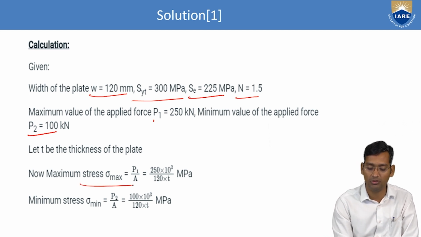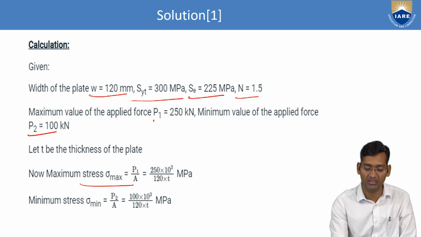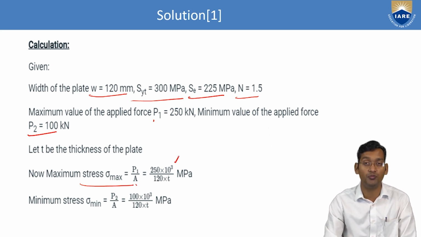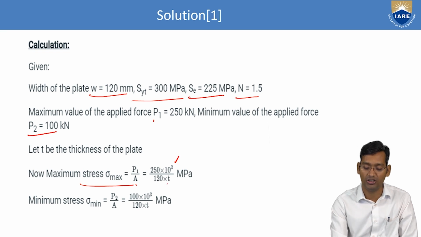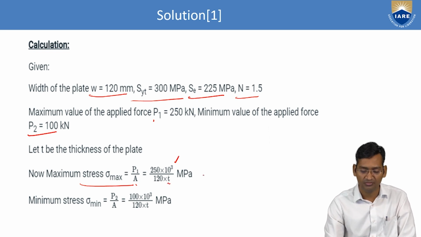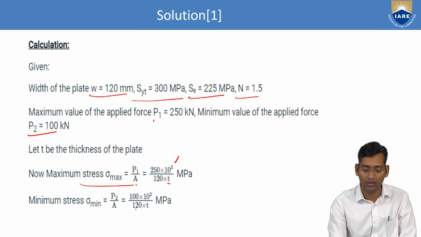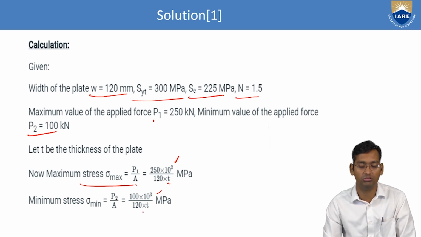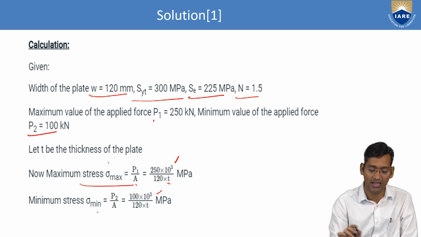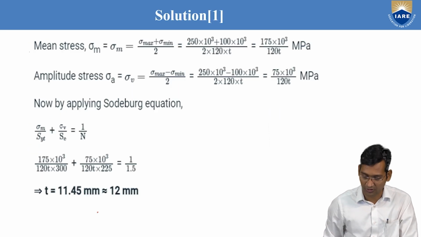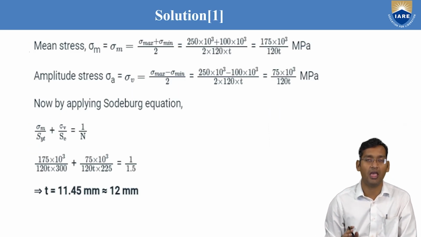Now the maximum stress will be sigma max equals P1 by A, that is 250 into 10 to the power 3 by 120 into T megapascal, after converting into Newton. Similarly, for the minimum stress, sigma min equals P2 by A. P2 is 100 into 10 to the power 3 by 120 into T megapascal. Now we have sigma max and sigma min. Just find the mean and amplitude.